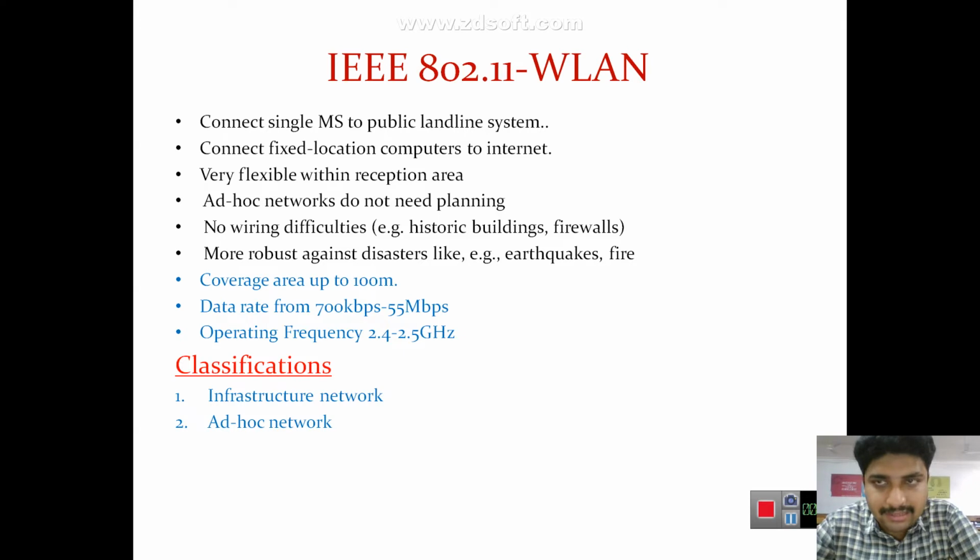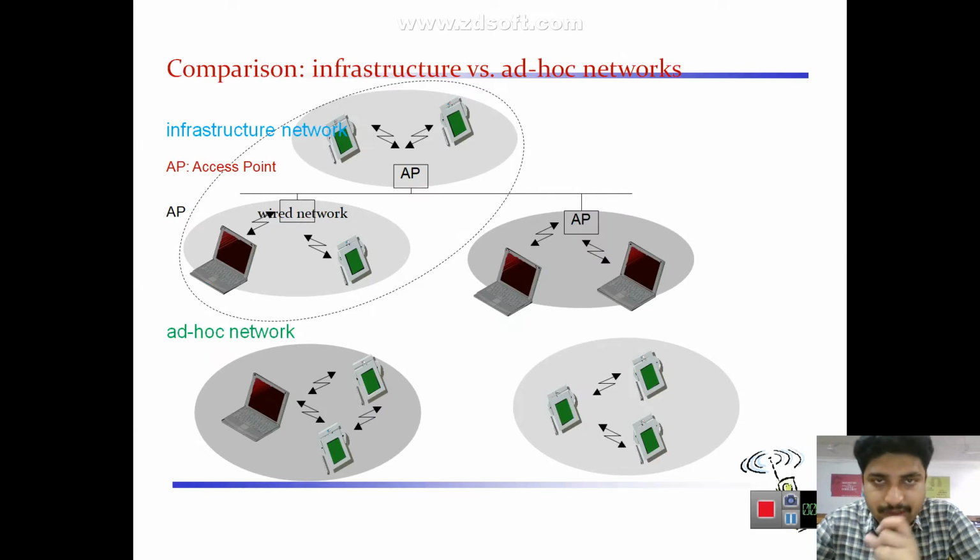Then coming to the classification, we have two types. First is the infrastructure network and second is the ad hoc network. In infrastructure, an access point will be available, and the access point is used to perform some functions. Ad hoc network means there is no need of an access point, there is an absence of it. This is the major difference between the two.